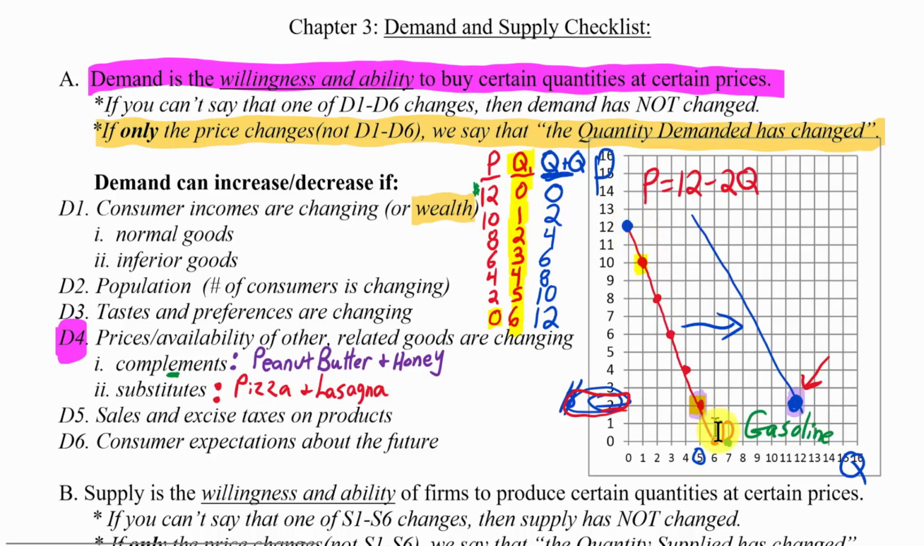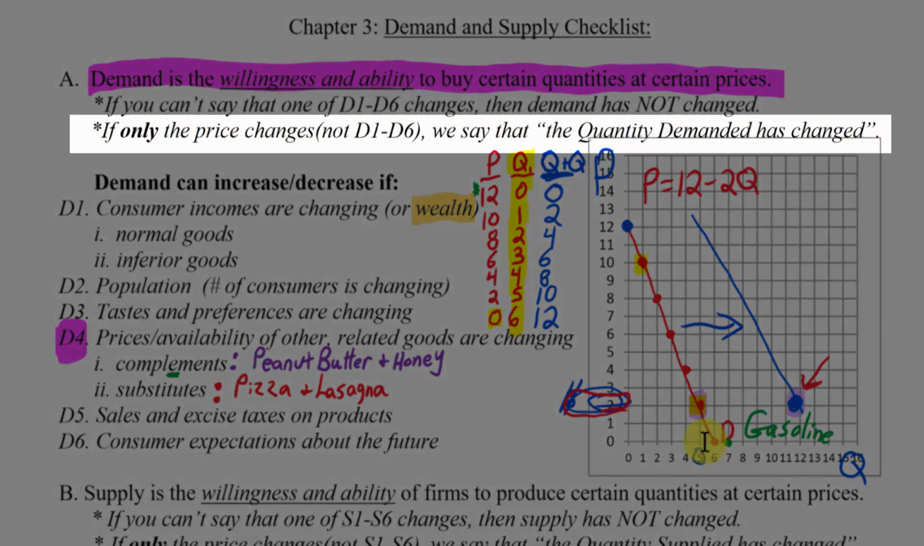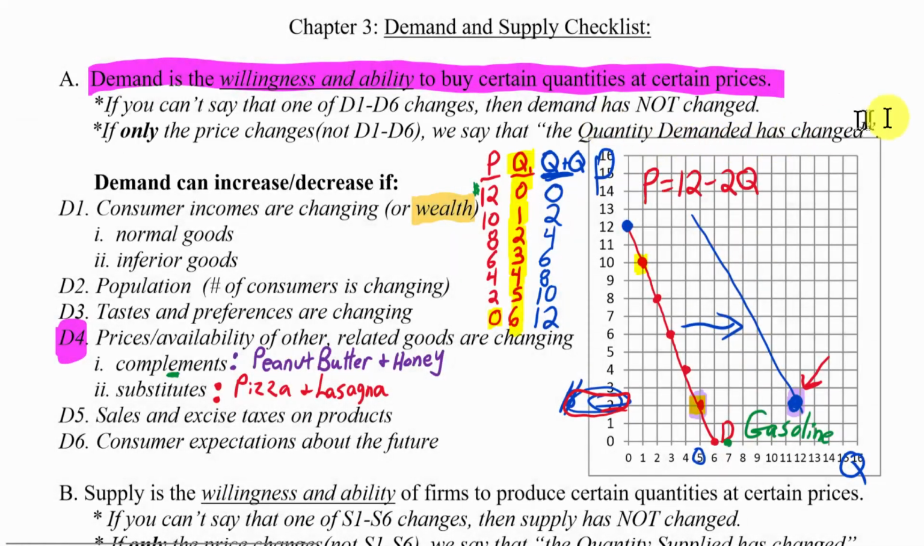So if we're just moving along one demand curve, if the only thing that's happening is price is changing and the consumer is saying, price went up, I should buy less, demand is not changing. What we say instead is that the quantity demanded has changed. So if the only thing that's changing is the price, we say that the quantity demanded has changed. Now, if this entire table changes for some reason, or the function changes, or the whole line shifts to the right or the left, that is when we say demand has changed.